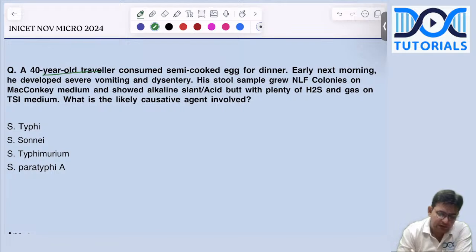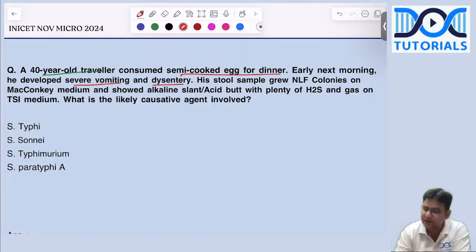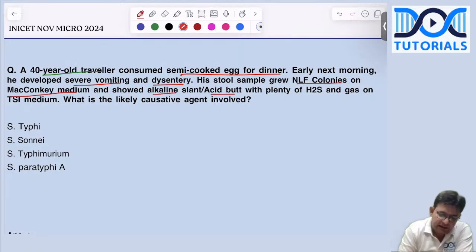A 40-year-old traveler consumed semi-cooked egg for dinner. Early next morning, he developed severe vomiting and dysentery. Then his stool sample grew NLF colonies. What is NLF? Non-lactose fermenting colonies. On which media? MacConkey media. And shows alkaline slant and acid butt.